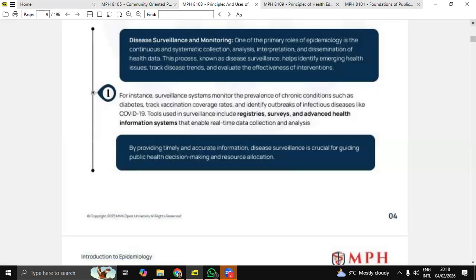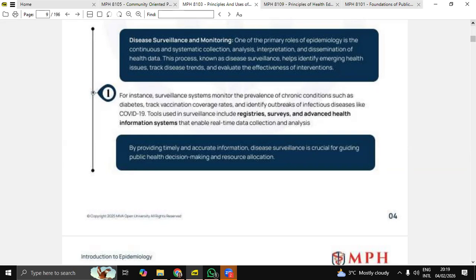Why is it going up? Because we need to monitor trends, and the only way we can monitor trends is if we have data. So we're not waiting for things to take us unaware. That's what disease surveillance and monitoring is. So the key word here that we should note is continuous. It says one of the primary roles of epidemiology is the continuous and systematic collection, analysis, interpretation, and dissemination of health data. That word continuous is key.